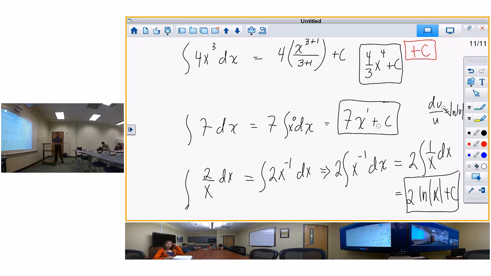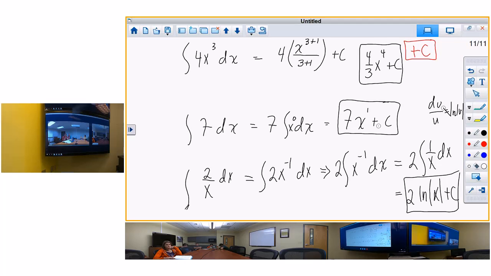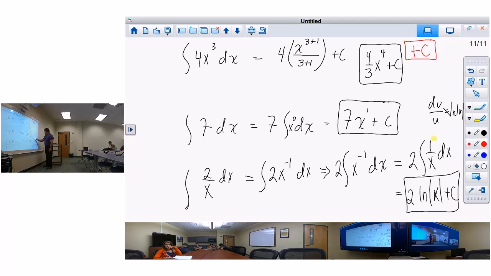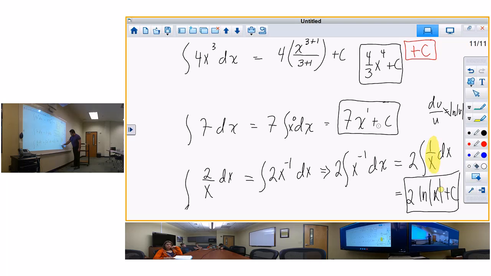Now here you need to make sure you make a note that the antiderivative of 1 over x is the natural log of the absolute value of x, which I gave you last semester. If you were in my 130 class, I gave you a whole list of them, which you probably threw away, but that's okay. Absolute values, because you can't take the natural log of a negative.